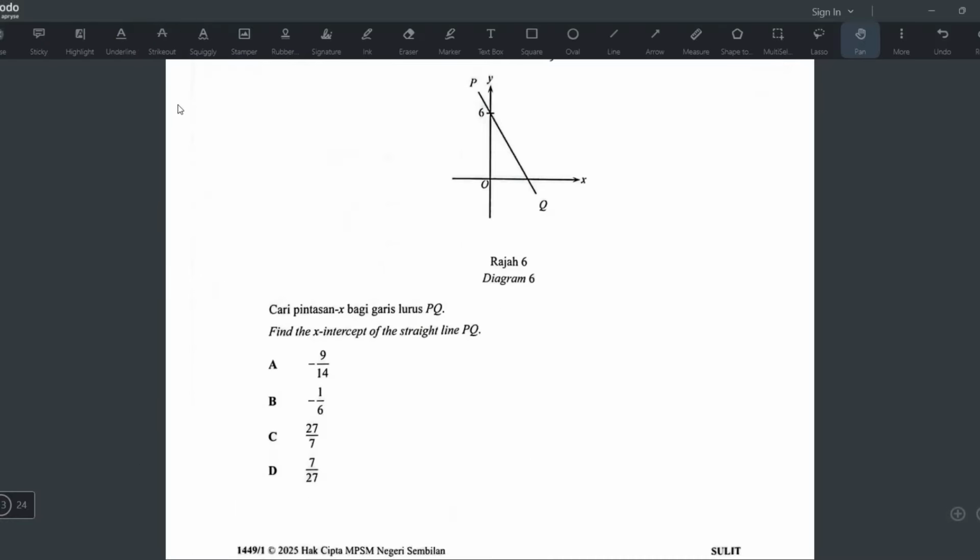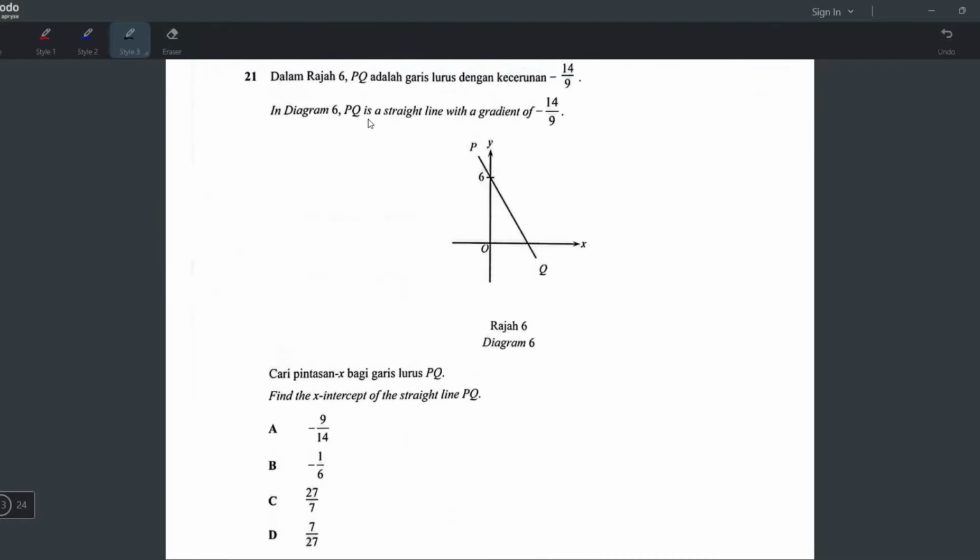Okay, let's continue. 21, in diagram 6, PQ is a straight line. I can see with a gradient negative 14/9. So the gradient m is negative 14/9. But there's one more point here, 6. And this 6 is the y-intercept. So the full coordinate is 0, 6. Find the x-intercept of straight line PQ.